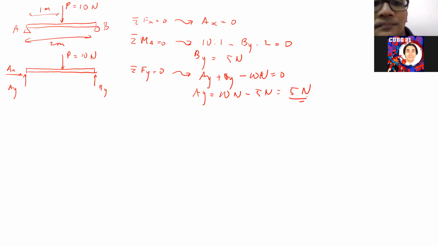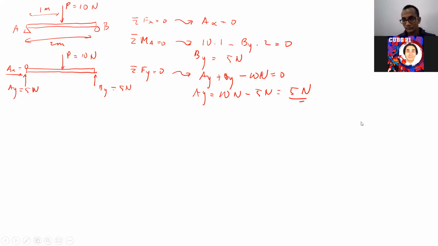Ay is 5 Newton. Ax is 0, Ay is 5 Newton, and By is 5 Newton. So we now know all the external forces. The next thing that we're supposed to do is to perform a cut in order to find out the equation at a certain location, like at a certain region.